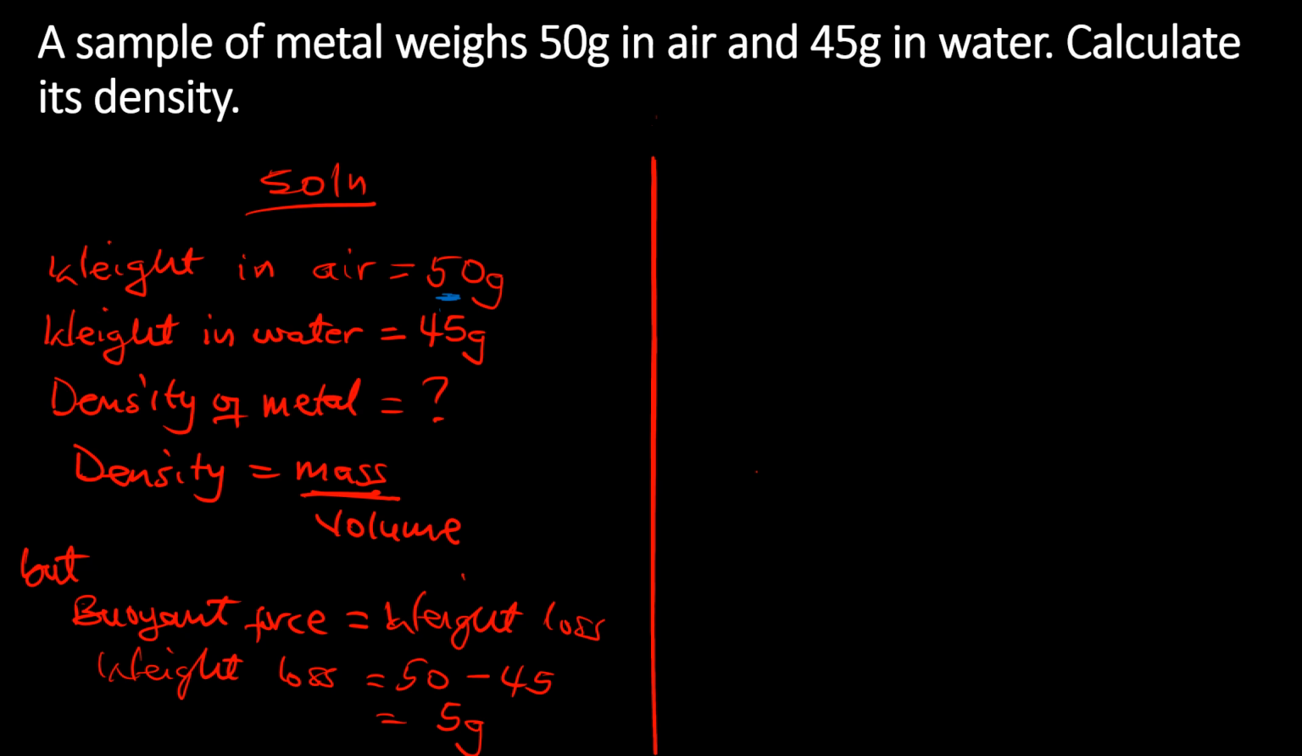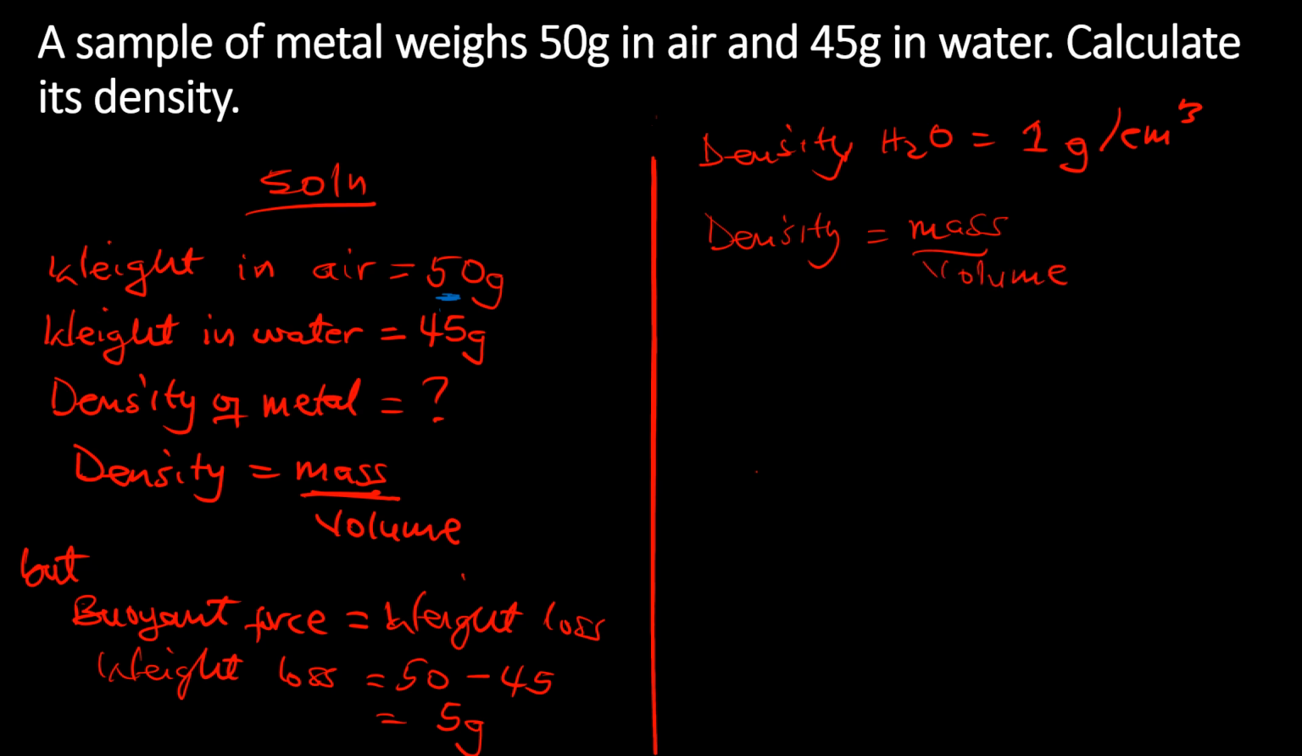So the density of water, we already know the density of water to be 1 gram per cm cube. So based on the density of water and the weight loss, we can use it to find the volume of the metal. So we already know that density is mass over volume.